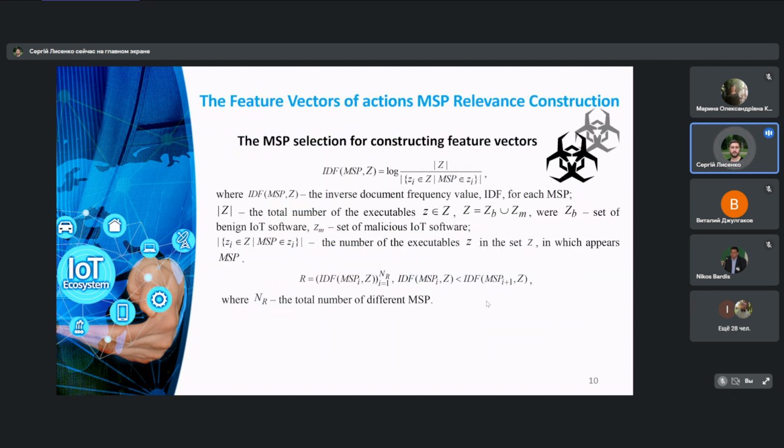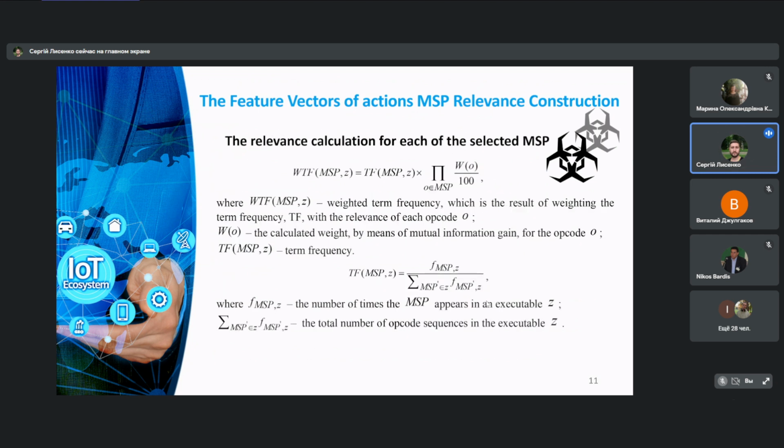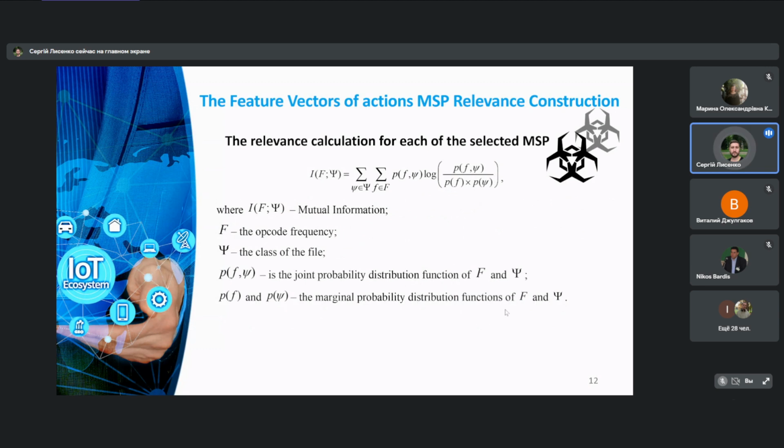Here you can see some mathematical basis of maximal sequential patterns concerning our feature vectors, and some math concerning how we can evaluate the relevance of each of the selected maximal sequential patterns. To do this, we can use mutual information, the frequency of each action, and the type of class which is executed. We also use the joint probability distribution function, as well as marginal probability distribution functions, to calculate the needed relevance.